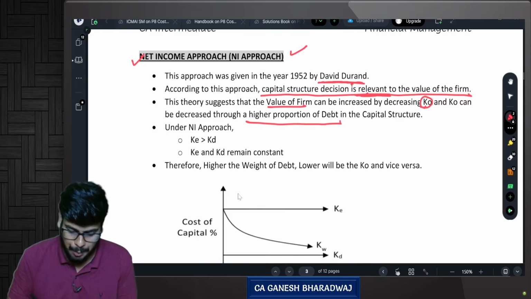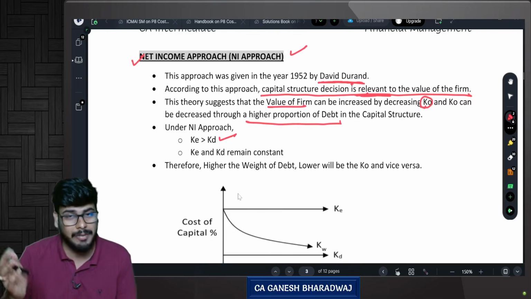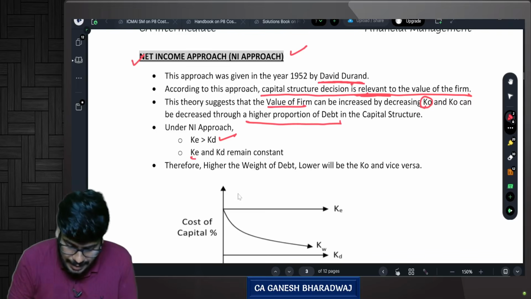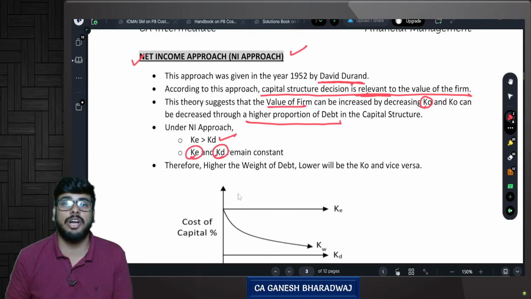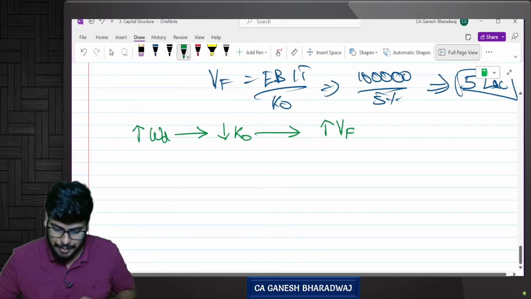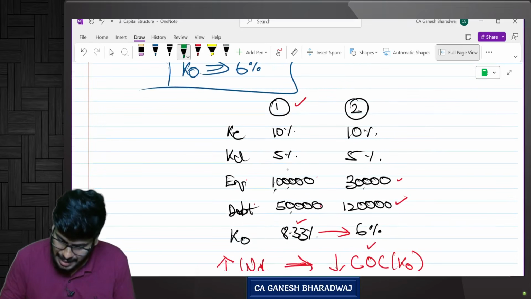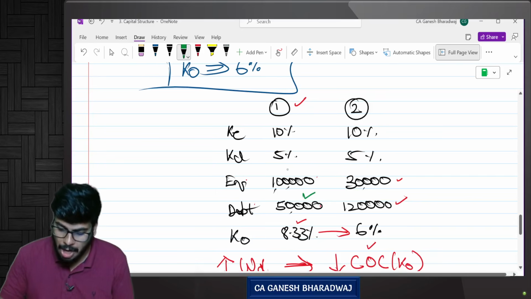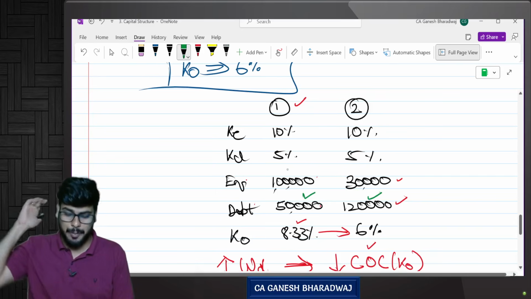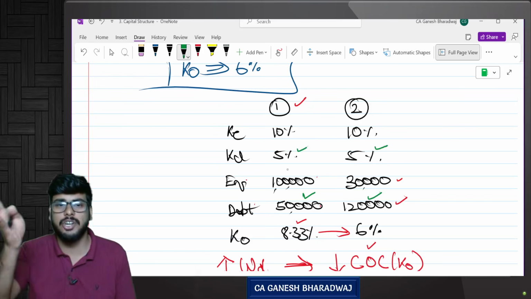So under NI approach, KE is always greater than KD. This we know. And KE and KD remain constant. Meaning what? Whether you raise, in this example we saw, 50,000 rupees from debt or 1,20,000 rupees from debt, the KD did not change, correct?